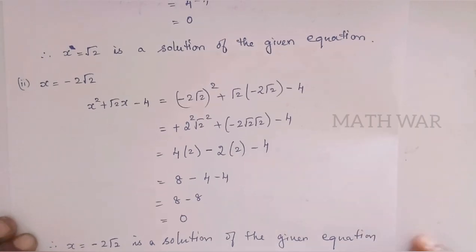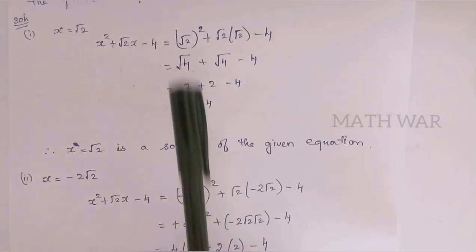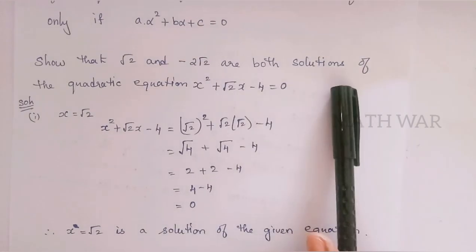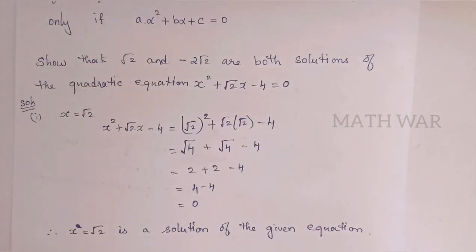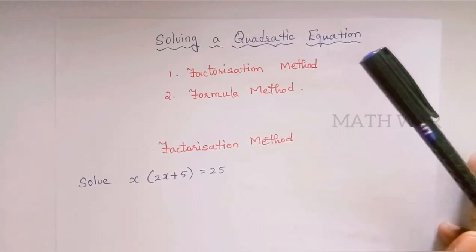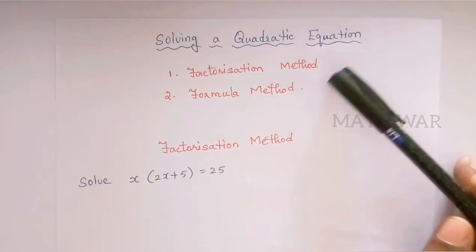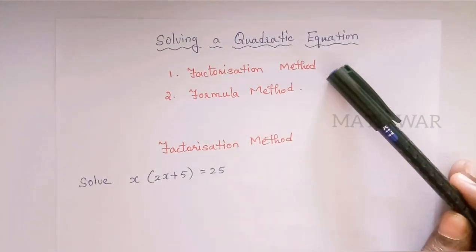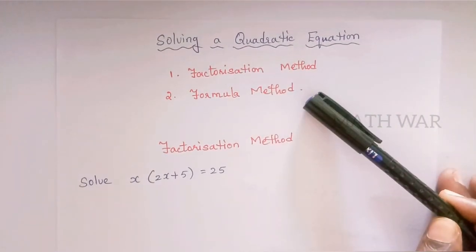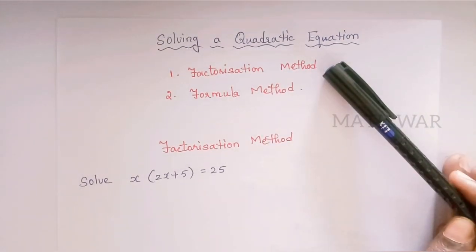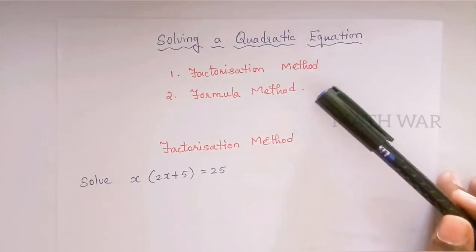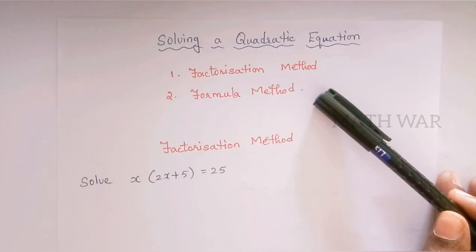Therefore, we proved that x equal to 2 root 2 and x equal to minus 2 root 2 are both the solutions of the quadratic equation. Solving a quadratic equation: two methods are there to solve a quadratic equation. That is, the first one is the factorization method, the second one is the formula method. The first one will be quite easy but can't be applied for all the problems. The second one is a general method which can be applied for all the problems.